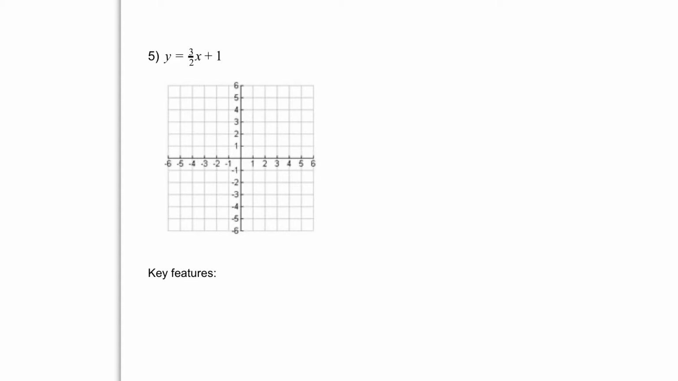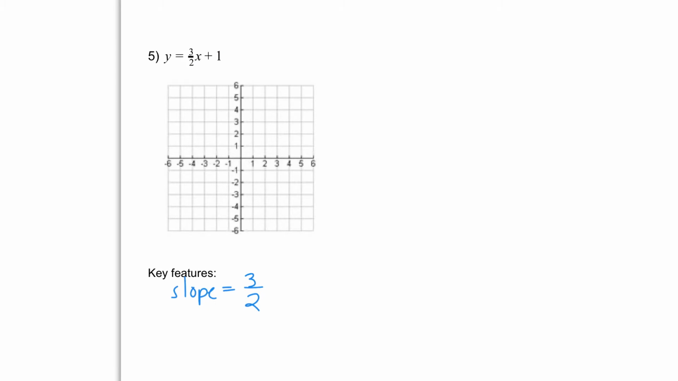In number 5, we have y equals 3 over 2x plus 1. So this is one where the last ones we had a point and a slope. This one is what we call slope-intercept form. So the slope in our graph here is the number in front of the x. So our slope is going to be 3 over 2. And then our y-intercept is the 1.